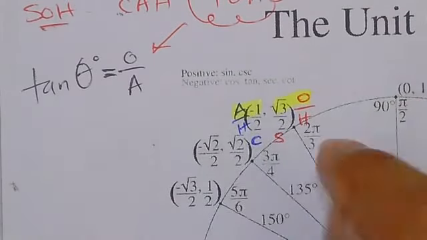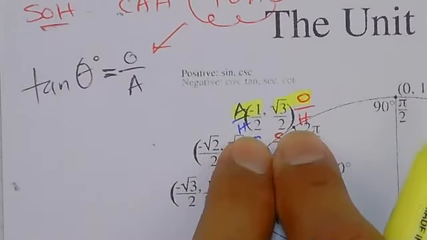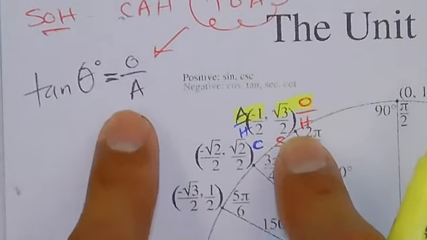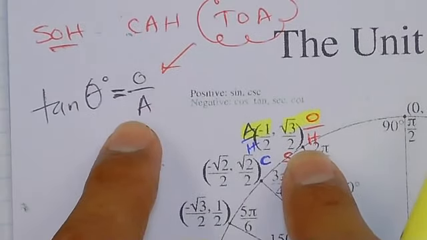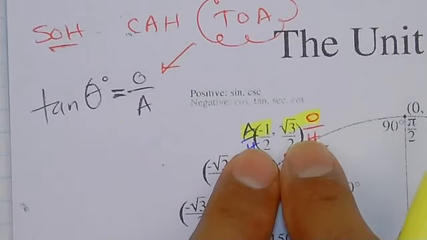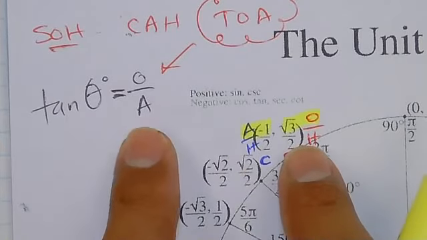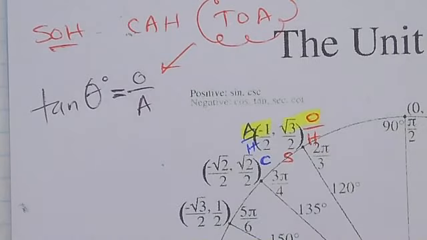Why do I not need to look at the bottom? The bottom's the hypotenuse side, right? I don't need the hypotenuse side. What do I need for tangent? The opposite side and the adjacent side. So I can find tangent right here because I have the opposite and the adjacent side. You guys see what I mean now?